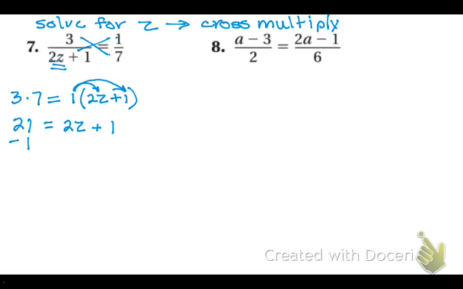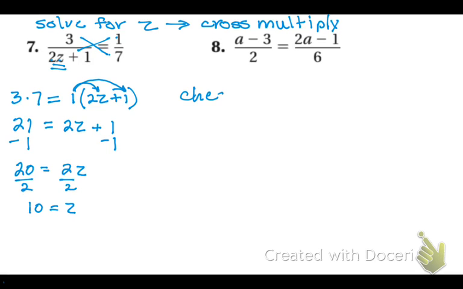So we're going to subtract 1 from both sides. I'm going to do this quickly. 20 equals 2z. Divide both sides by 2, and we get 10 is equal to z.